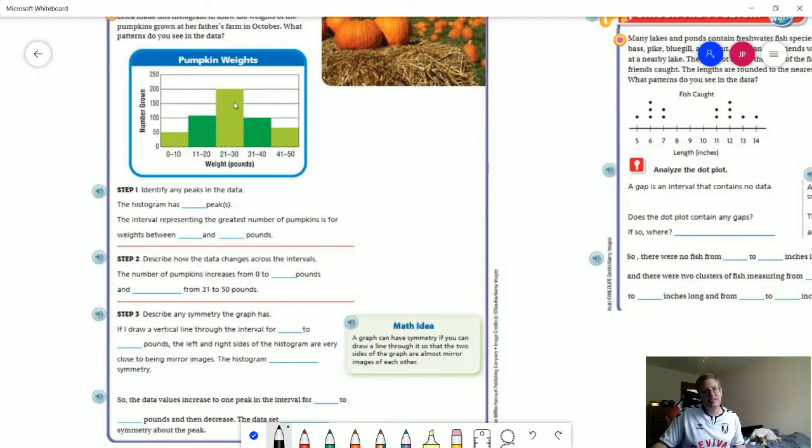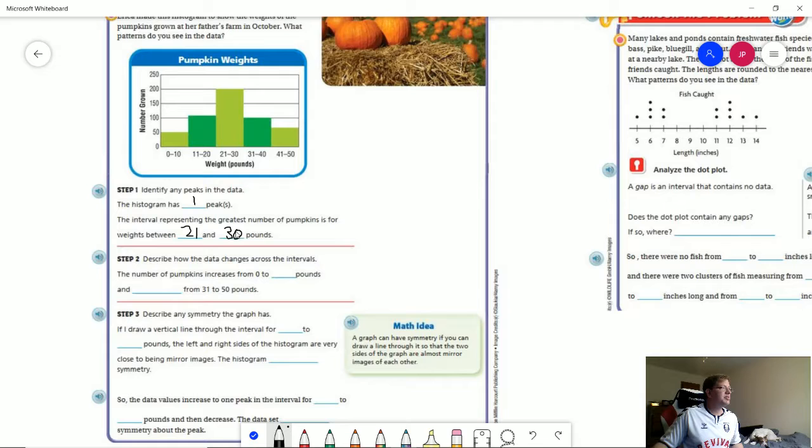In some cases, it's going to be in the middle. In other cases, it might be at a different point on the histogram. So we could actually have the peak here or out here. Any of these 5 sections could be the peak potentially. Or we could have more than one. And so the interval representing the greatest number of pumpkins would be between 21 and 30 pounds.